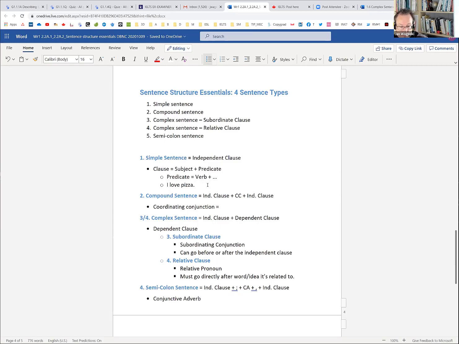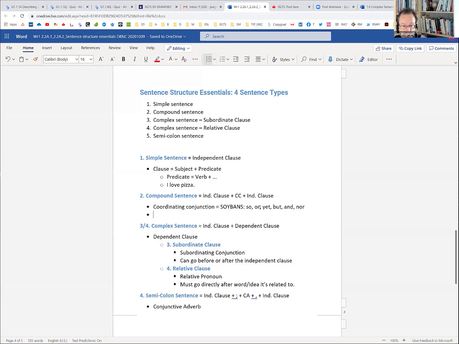Compound sentence is simply two independent clauses joined together by a coordinating conjunction. So the coordinating conjunctions are known by the acronym FANBOYS. FANBOYS, these are all 2- and 3-letter words. These are the most common, most basic joining words. Conjunction means joining word. FANBOYS includes for, and, nor, but, or, yet, so.